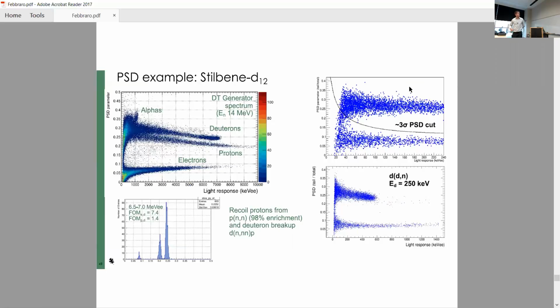Figure of merit in this case, we do a cut here. It's 7.4, for those of you familiar with the figure of merit, 7.4 for the deuterons and the electrons, and for protons and deuterons, it's 1.4. So a good PSD material is generally viewed as something above 1.2.